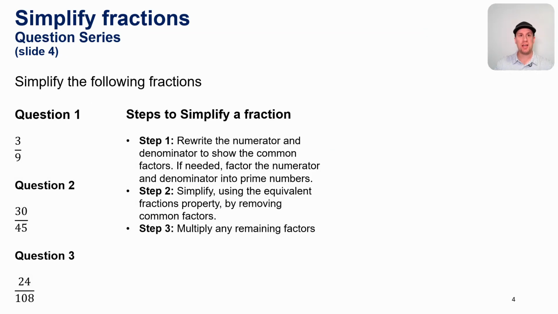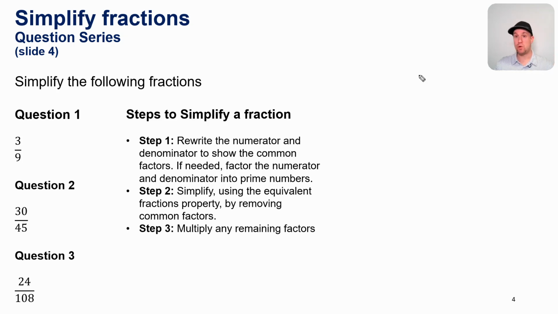Now let's go ahead and look at simplifying fractions, a question series. We are going to simplify 3/9, 30 over 45, and 24 over 108. To do this, we are going to use the steps from the textbook. Step 1, rewrite the numerator and denominator to show the common factors. If needed, we can factor the numerator and denominator into prime numbers. Step 2, we will simplify using the equivalent fractions property by removing common factors. Essentially, that's the dividing principle. And then step 3, multiply any remaining factors here.